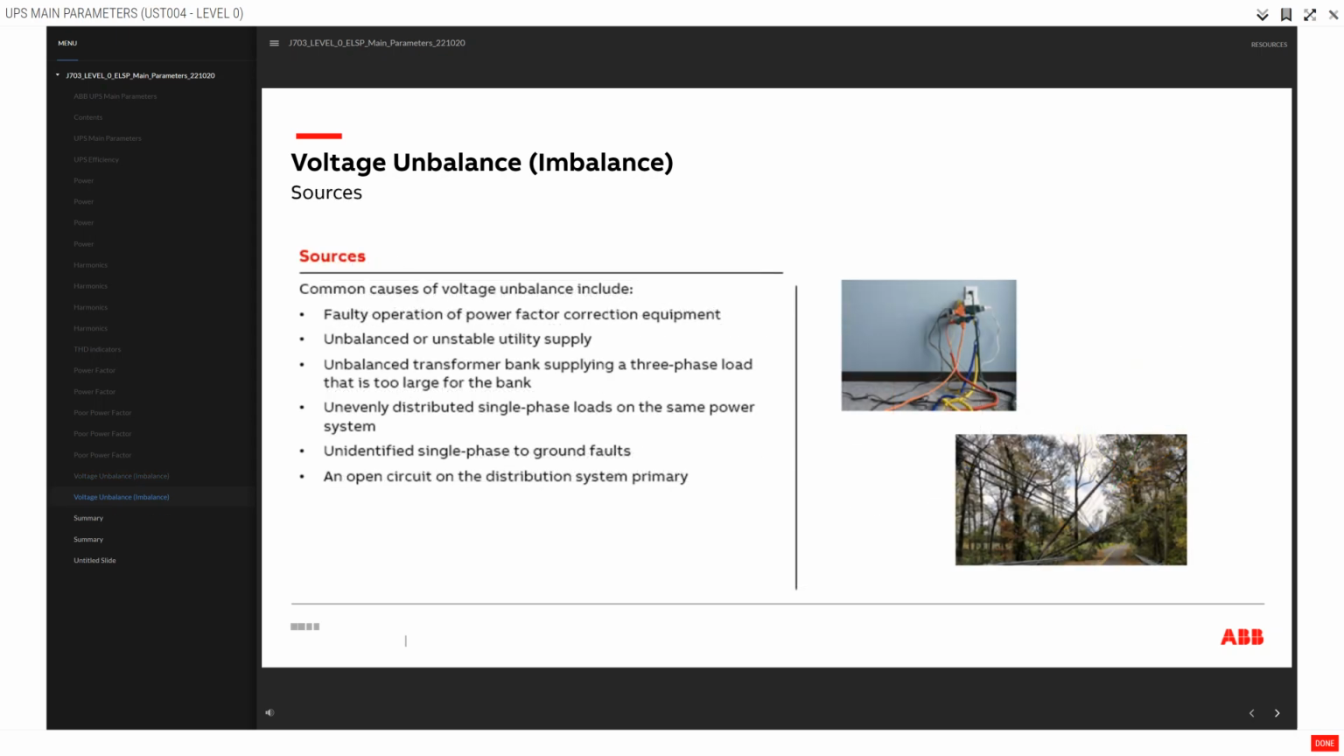Voltage unbalance. Sources. Common causes of voltage unbalance include: faulty operation of power factor correction equipment, unbalanced or unstable utility supply, unbalanced transformer bank supplying a three-phase load that is too large for the bank, unevenly distributed single-phase loads on the same power system, unidentified single-phase to ground faults, an open circuit on the distribution system primary.